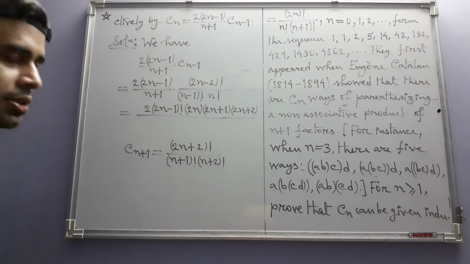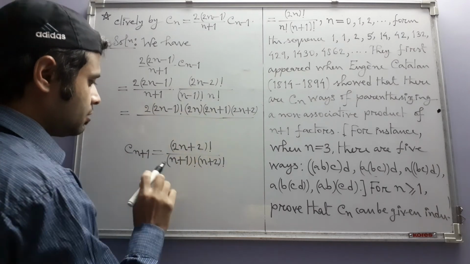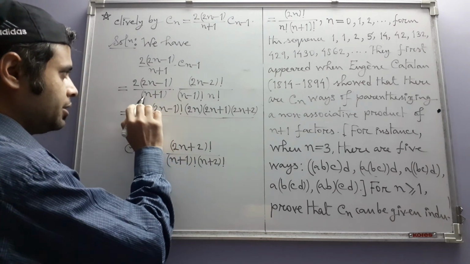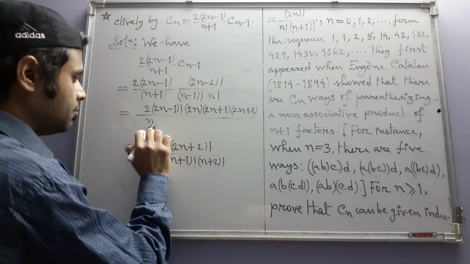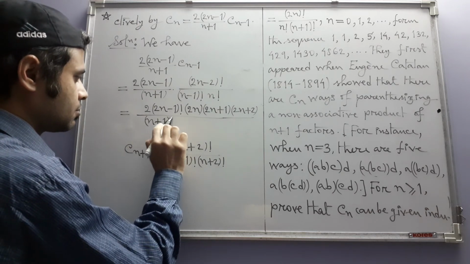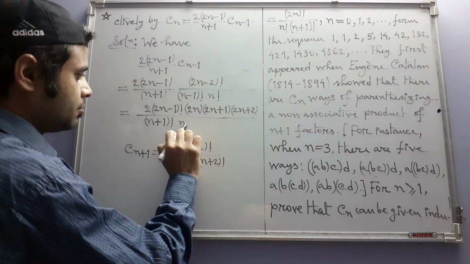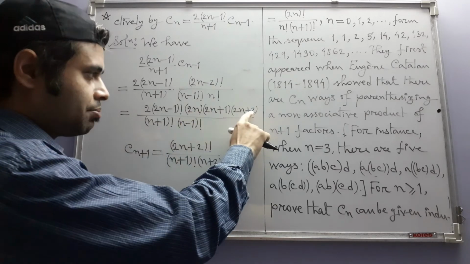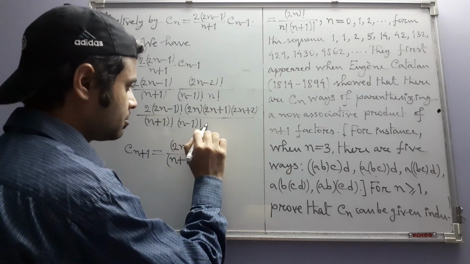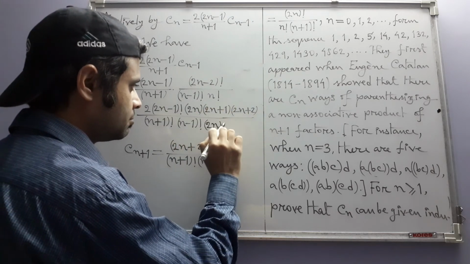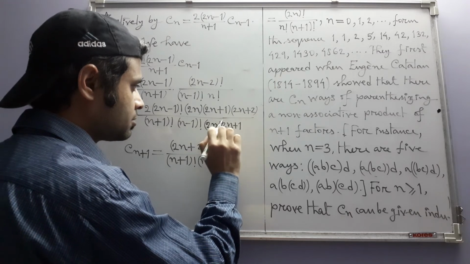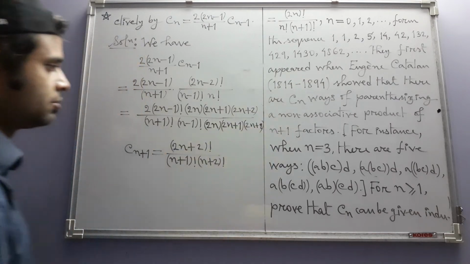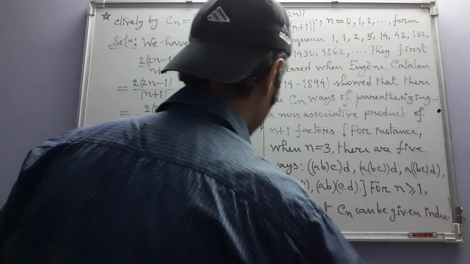What happens in the denominator? In the denominator, we need (n plus 1) factorial, which we will get by combining this n plus 1 and n factorial. And we have (n minus 1) factorial. Now since we have multiplied by these factors, we also have to divide by them, 2n plus 1 times 2n plus 2. Okay.